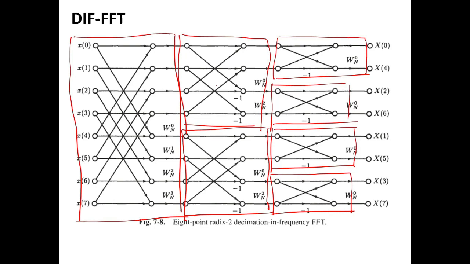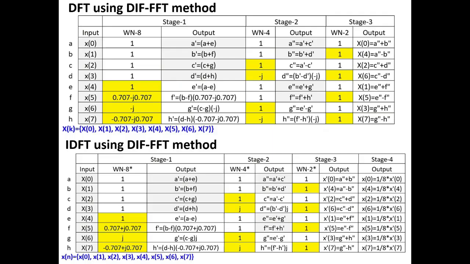Okay, and your input order would be in the normal order and the output would be in the reverse order. Now here, if you see the same thing, we have put it into the table. So if you see the output, it is in the reverse order.